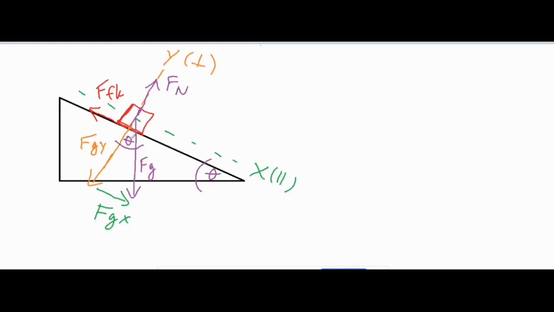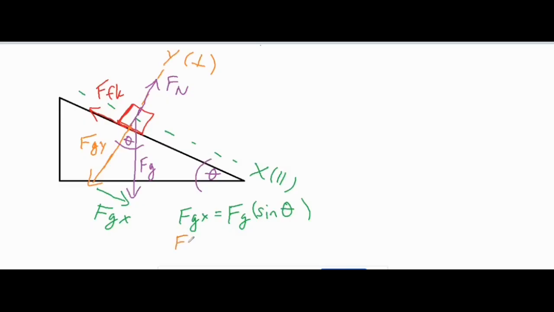Now, if you take a look at our theta here, the opposite end of it is our Fgx. So our Fgx is going to equal Fg sine of theta, which is a little bit different than last time because we used the sine of the angle to find the vertical component last time. Now we're using it to find our parallel or x component.